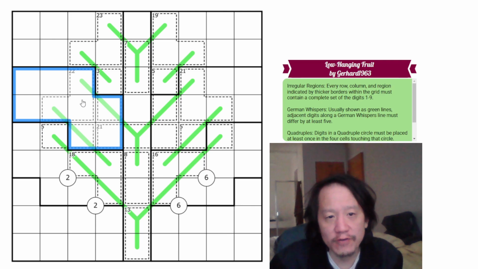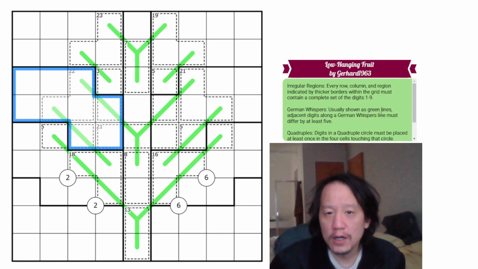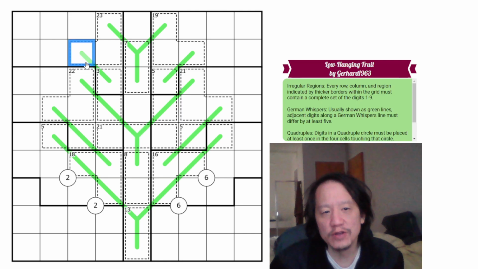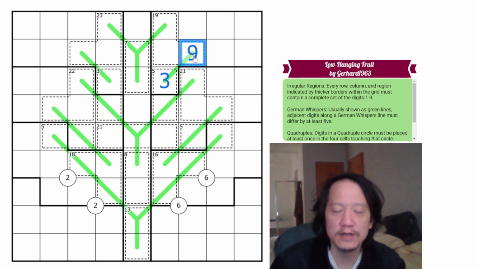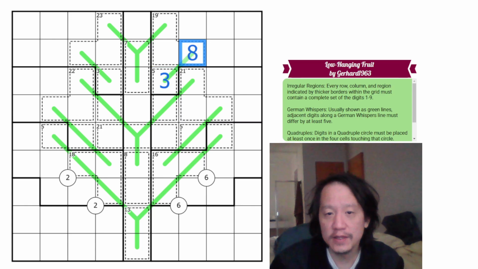So that means instead of 3x3 boxes, which we're used to in normal Sudoku, we have irregular regions, which must contain the digits 1 through 9. German Whisper. Usually shown as green lines, which it is. Adjacent digits along a German Whisper line must differ by at least 5. So, for example, if this were a 3, this would have to be an 8 or a 9 to have a difference of at least 5. And that's German Whispers.